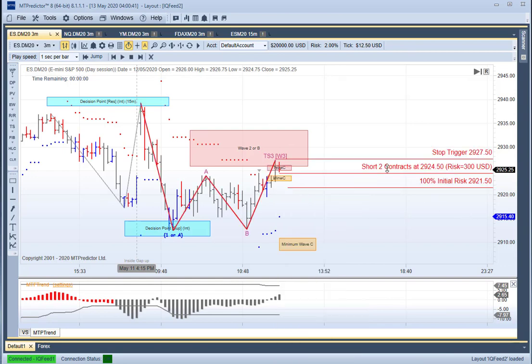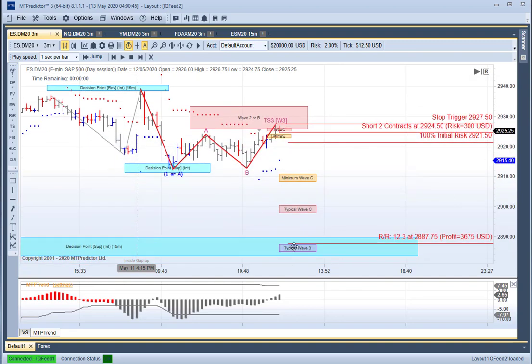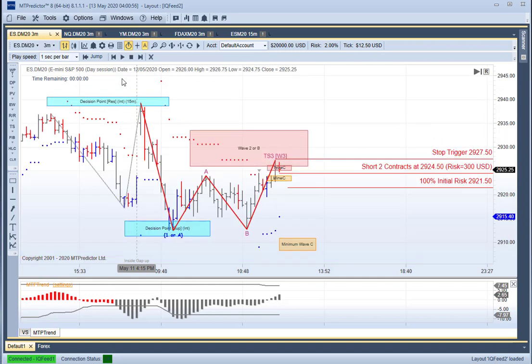This time the position sizing would be allowing us to have 2 contracts, and this time our target would be our wave 3 or typical wave 3, which also fell in at the higher time zone support where there would be a potential profit, but the potential profit would be much larger than the initial risk, and that's the kind of trade setups we're looking to take.